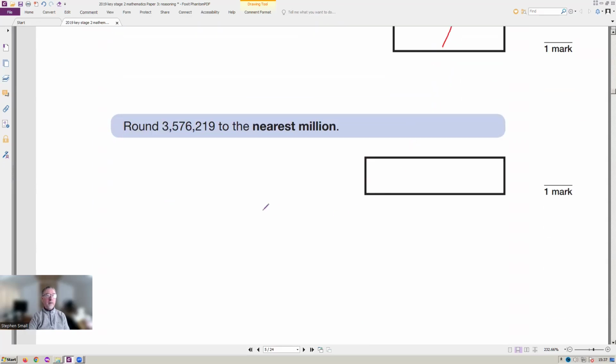Round the same number to the nearest million. Well, it's 3,576,000. So it's either going to be 3 million or 4 million. What identifies it is this number here. If it's 5 or above, then it goes up. So it's going to be 4 million. And I'll just show it like this. Okay, and that's good because you don't even have to look at this lot. You just look at the number that is after the millions.